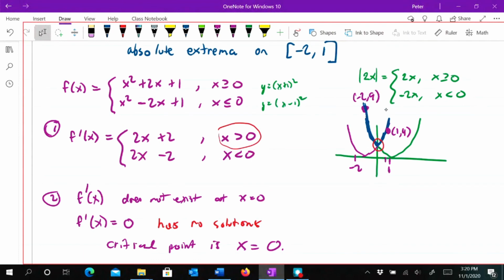So you want to keep straight in your mind that there is a difference between the absolute maximum value, which is a y value, and the location at which the absolute maximum occurs, which is an x value. Same, of course, for minimum.